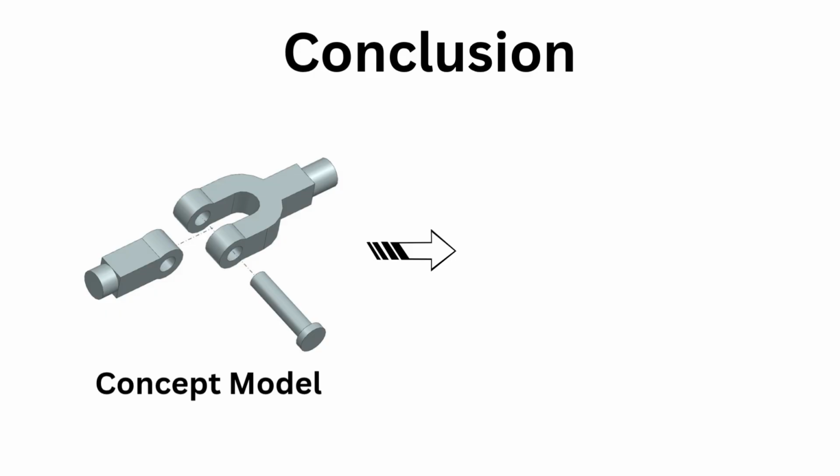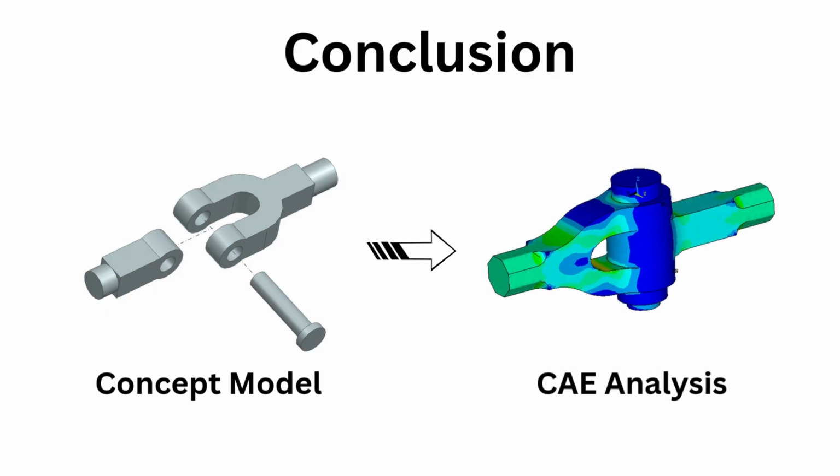In the next episode, we'll move into the CAE stage, where we'll simulate real-world loading conditions to analyze stresses on the fork, eye, and pin. We'll identify weak zones, optimize the geometry for better performance, and prepare the model for manufacturing in later stages.